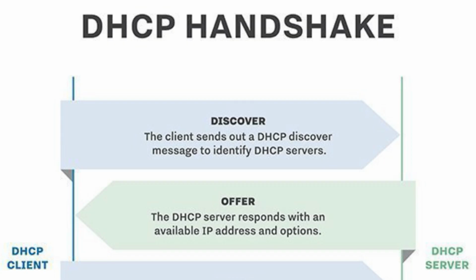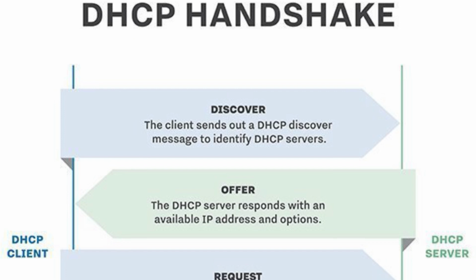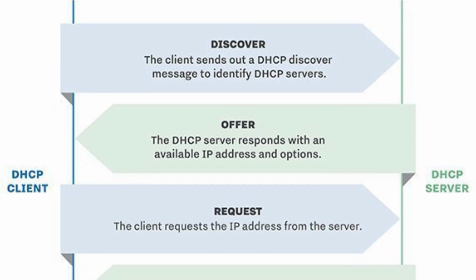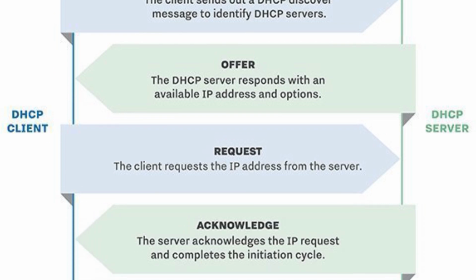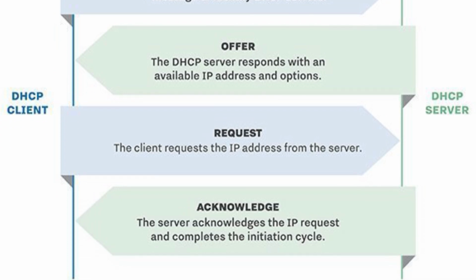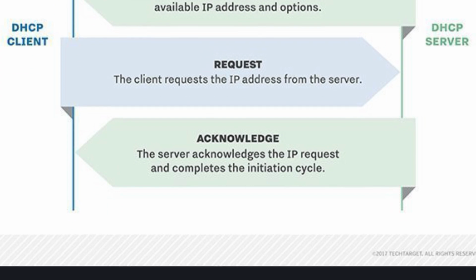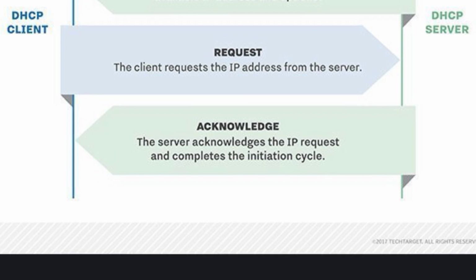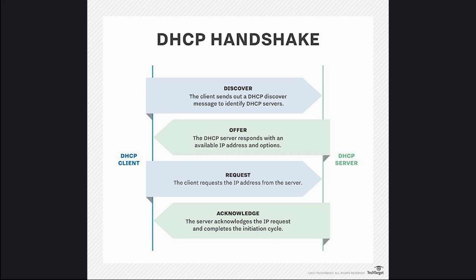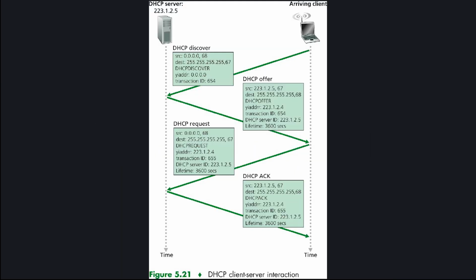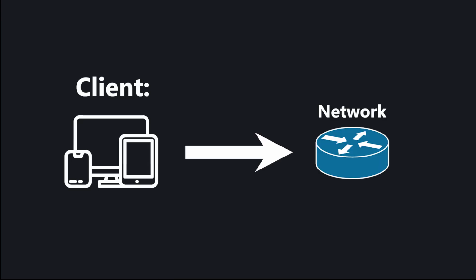First, the device sends a DHCP discover message to identify available DHCP servers. Second, the DHCP server responds with an offer of available IP addresses. Third, the device then requests a specific IP address from the server. And finally, the DHCP server acknowledges this request and completes the IP allocation cycle. This sequence of steps is known as the DHCP handshake. It is a critical communication exchange between the DHCP server and the client, where the client is typically the device attempting to join the network.